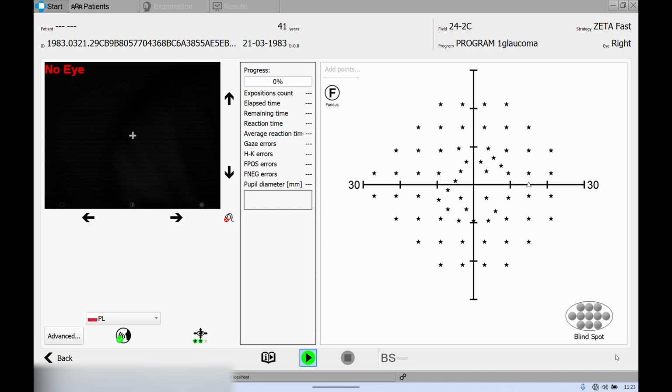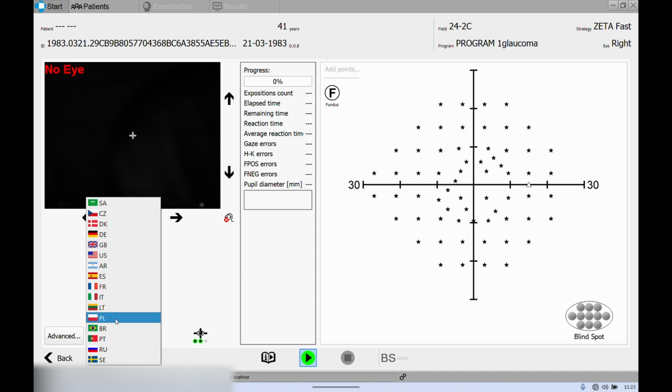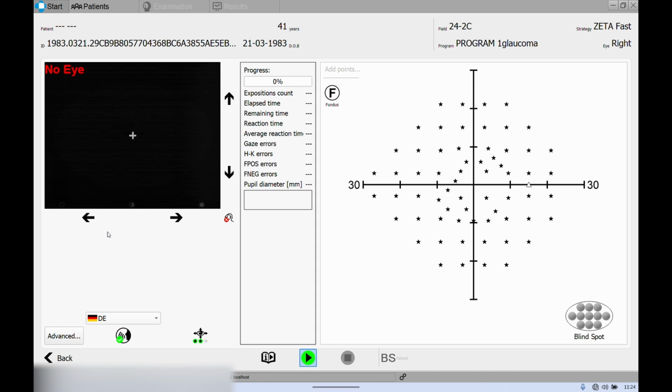We can have the voice guide in multiple languages. We can switch it off if we don't want to have this, but it's extremely useful because firstly, if you have a patient who doesn't speak your language, then you can still have the examination. And secondly, if you have to talk to patients the whole day, then this might also be a very nice feature. The machine will give instructions to the patient.